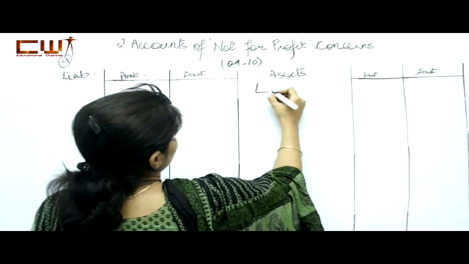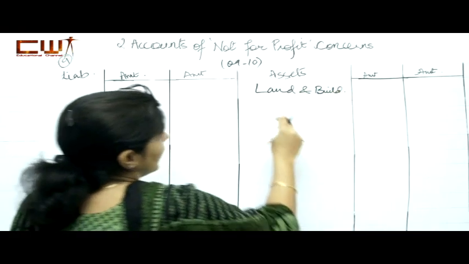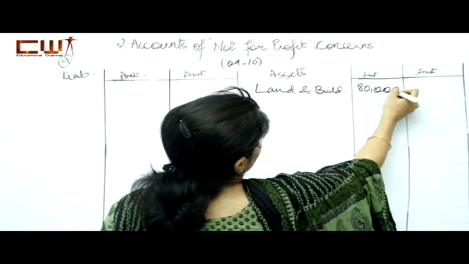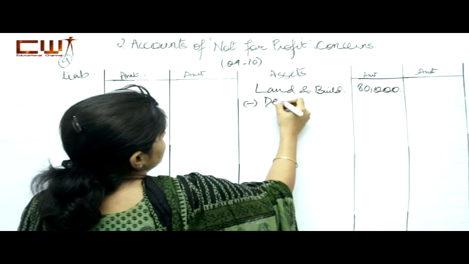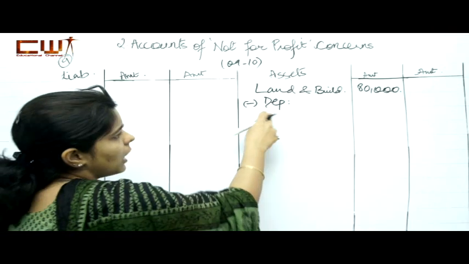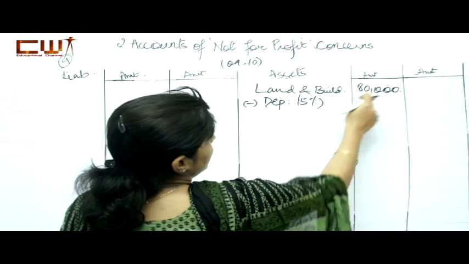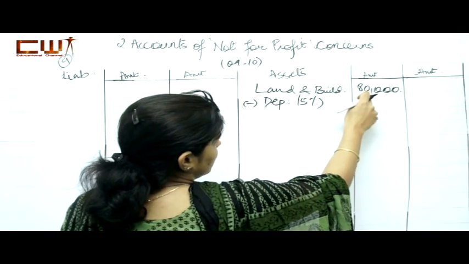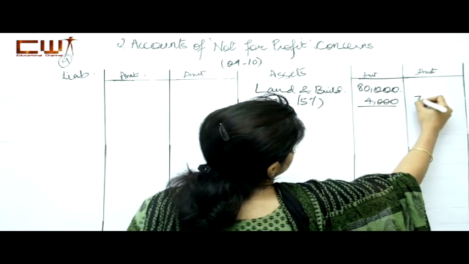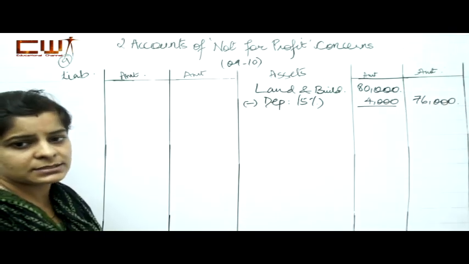First item to write here is land and building. Land and building is given as 80,000. Write it in this column because you have the depreciation also. Less depreciation. This depreciation you wrote in the expenditure column, and it will come here also. Depreciation is 5%. So 5% on 80,000, always taken on the opening balance, will give you 4,000. So this is 76,000, right?